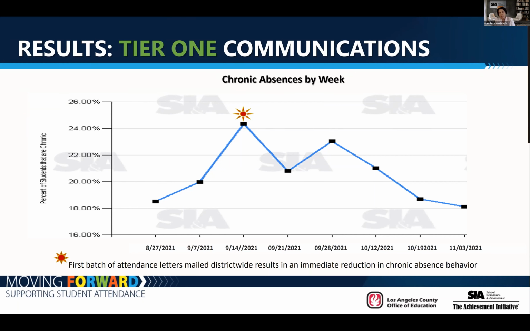So having your Tier 1 communications in place is an effective strategy, and having these types of metrics can help you quantify what's working or not working to see if you need to change the language, et cetera, on what you are sending home to your families.